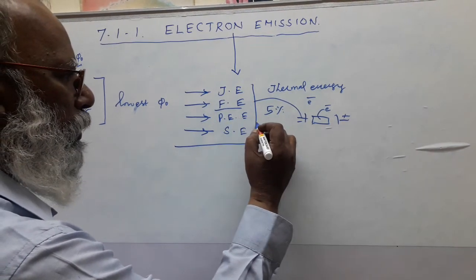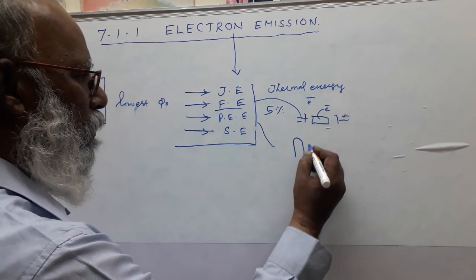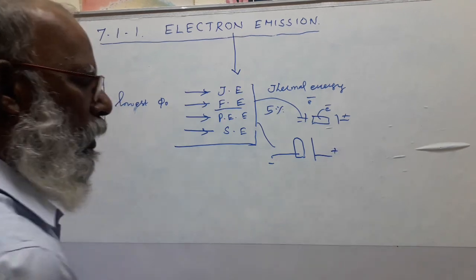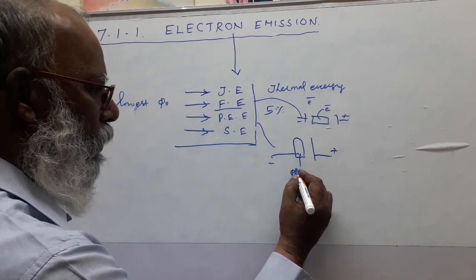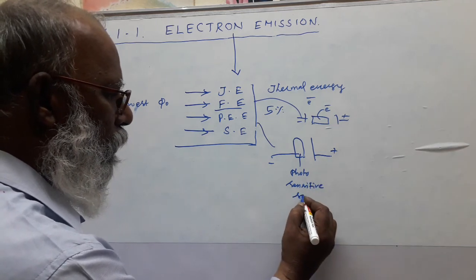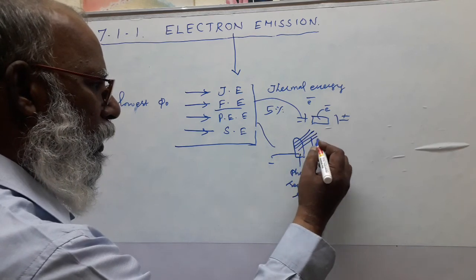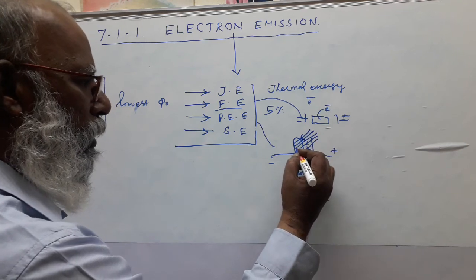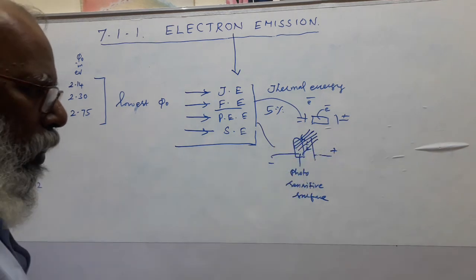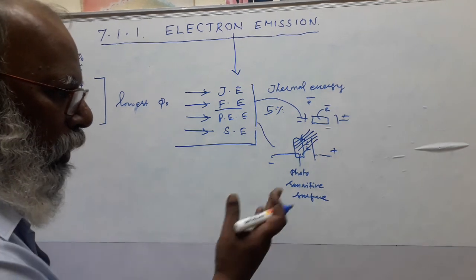What is photoelectric emission? Photoelectric emission is when you consider one photosensitive surface and one anode. The photosensitive surface is given to the negative terminal and the anode is given to the positive voltage. This surface has a tendency that whenever light rays fall on it, it automatically emits electrons. That process is called photoelectric emission. We will see it in detail in the next class.